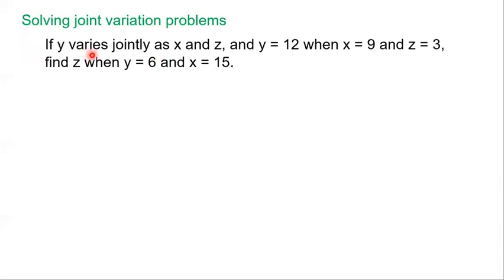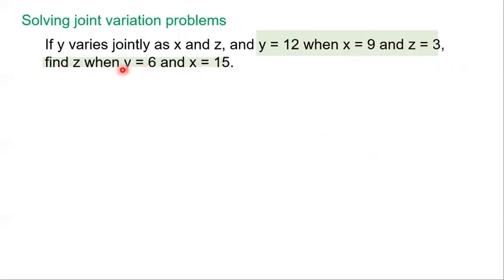If y varies jointly as x and z, and y is equal to 12 when x is equal to 9 and z is equal to 3, find z when y is 6 and x is 15. So, ito yung mga given natin. Lagi nyo tatandaan, kapag may variation, mayroong isang set dyan na kumpleto ang values ng variables. At ito ang gagamitin natin para mahanap ang k.